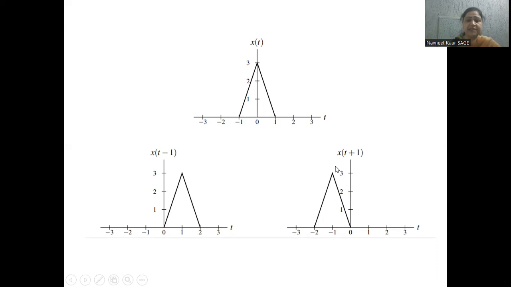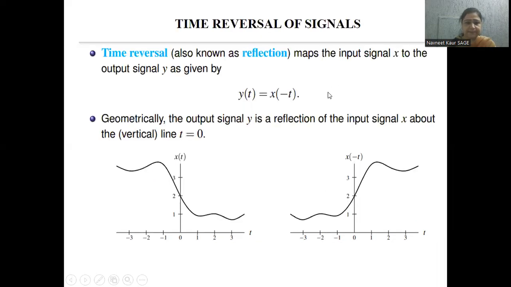Similarly, if I want to draw the advanced version of this signal x(t), that means if I want to draw x(t + 1), then in that case, this signal x(t) will be shifted towards left by 1 unit. Now the signal will be defined between t = -2 and t = 0. There will be no change in the amplitude of the signal.